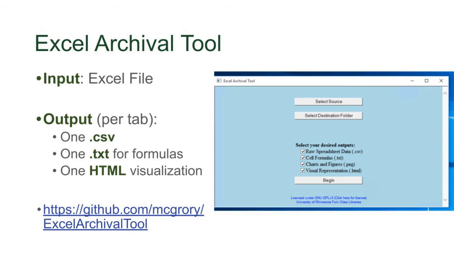One way to get Excel files into archival formats is the Excel Archival tool, created at the University of Minnesota. It takes an Excel file as input and separates the content into three non-proprietary formats: a CSV for each tab, a text file containing any formulas, and an HTML visualization of what the original spreadsheet formatting looked like.